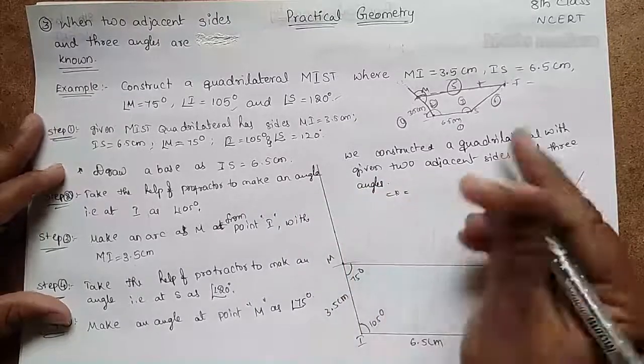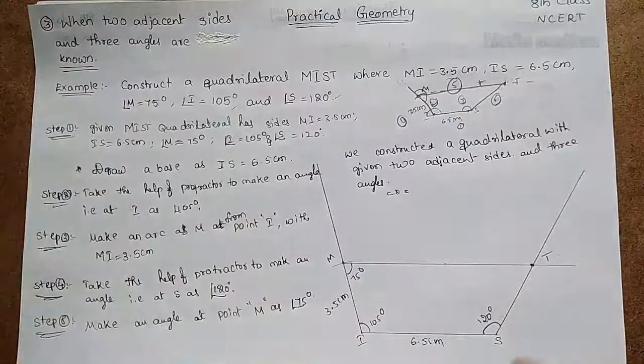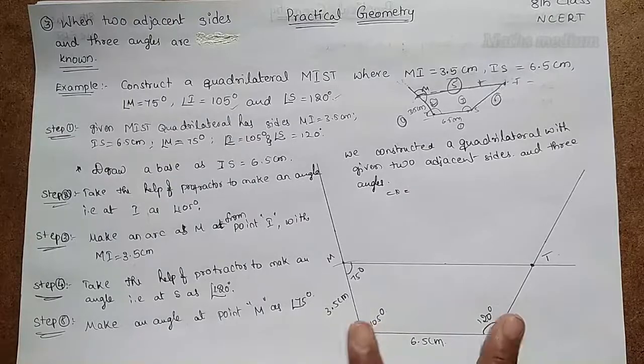So this is about the given quadrilateral. We constructed a trapezium. We know that this shape, that's why we are telling it as a trapezium.